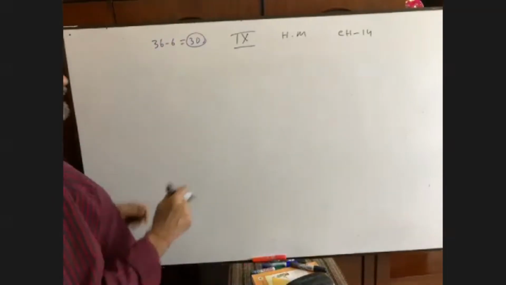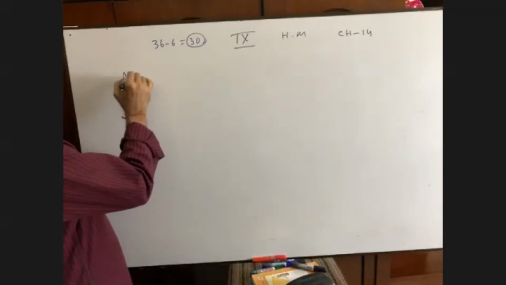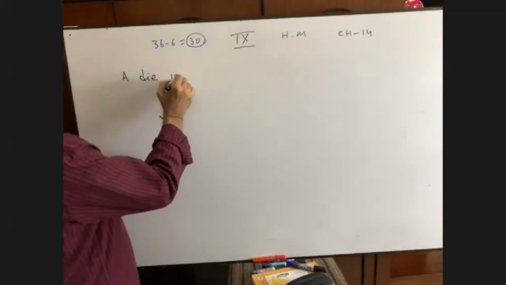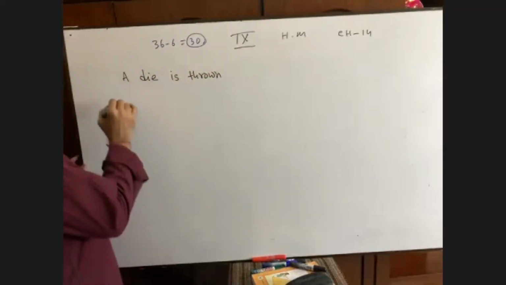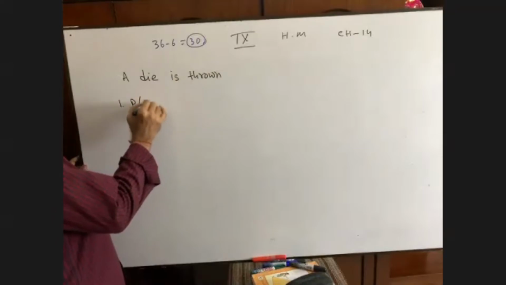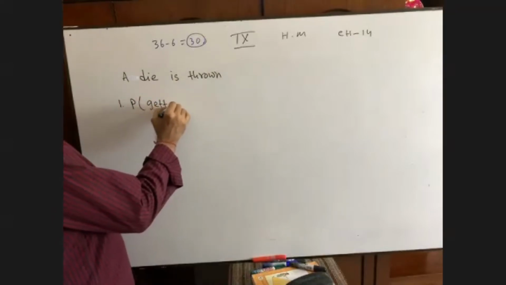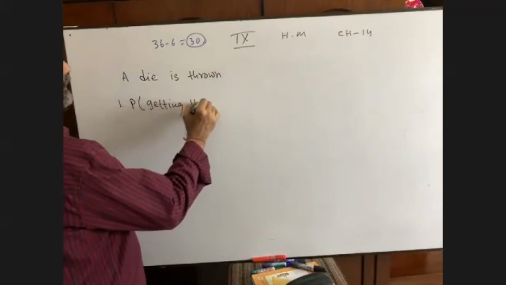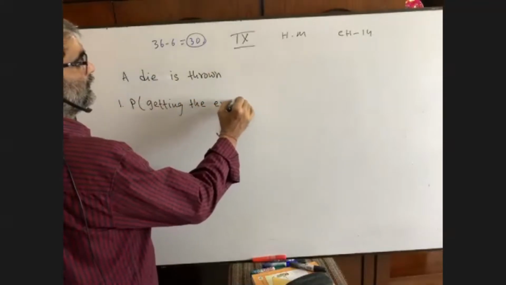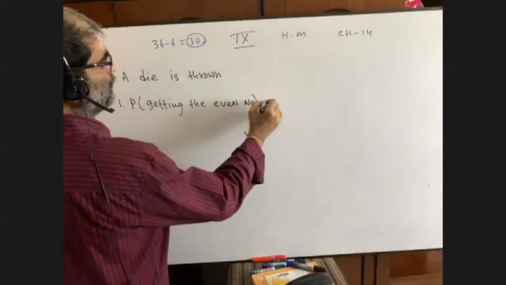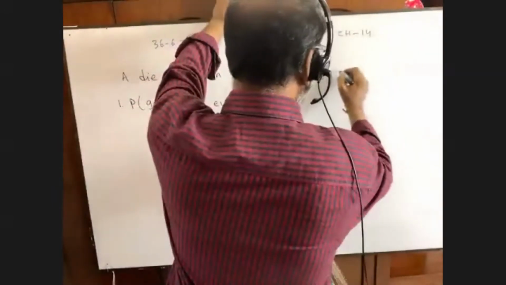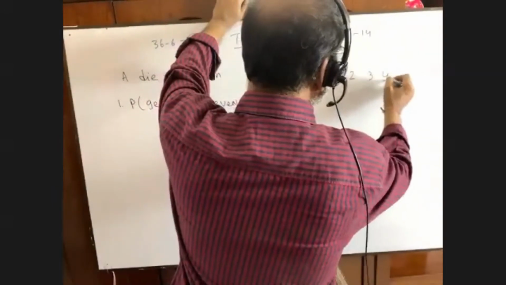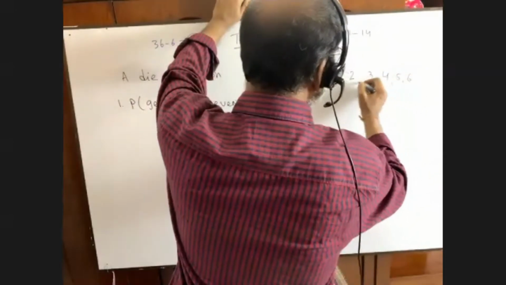Now I'm going to do one dice. A die is thrown. Probability of getting the even number. Equals to what? We are getting here the sample points 1, 2, 3, 4, 5, 6. Okay?